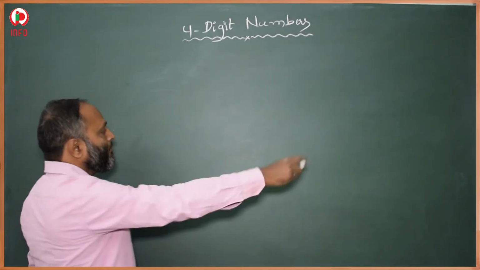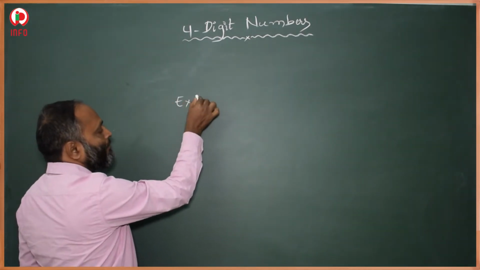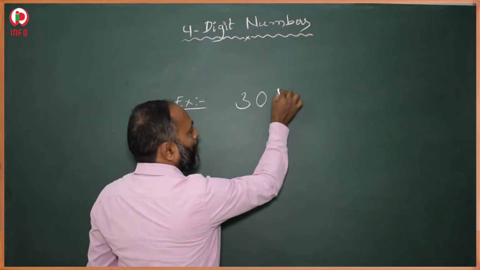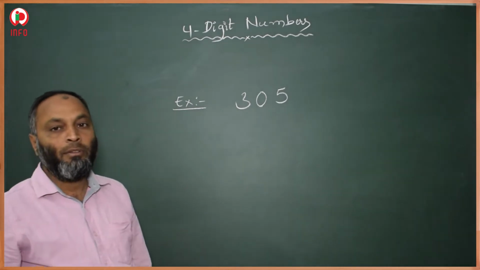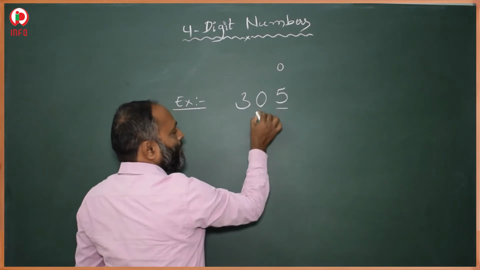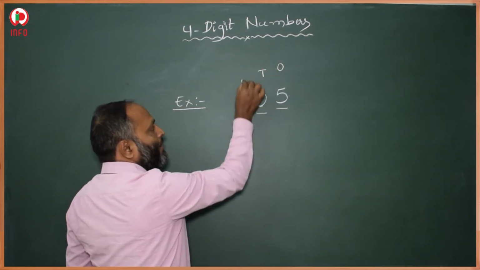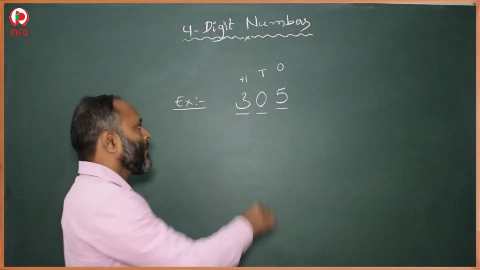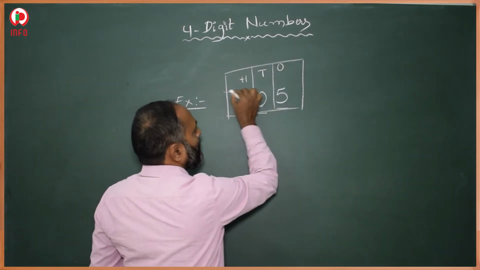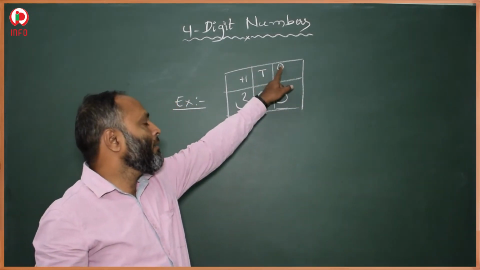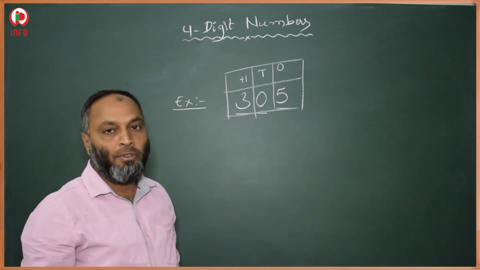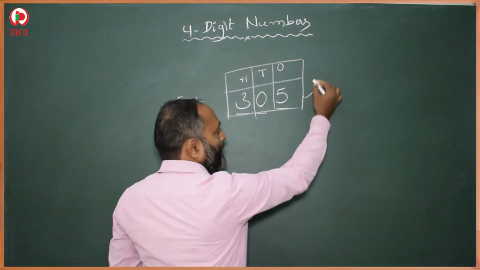So here, for example, three hundred and five. This is our 3-digit number. This is the ones place. This one is the tens place. This one is the hundreds place. In the ones place we have 5, in the tens place we have 0, and in the hundreds place we have 3.